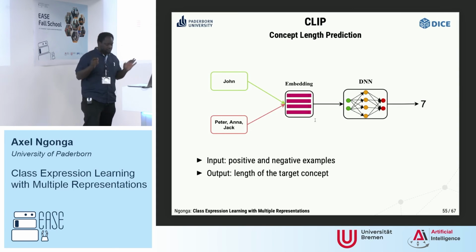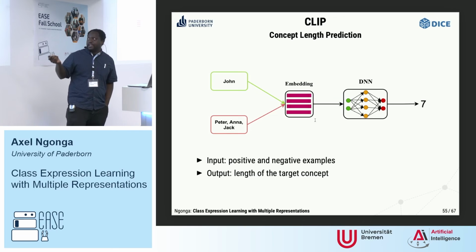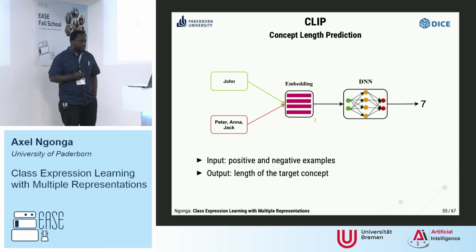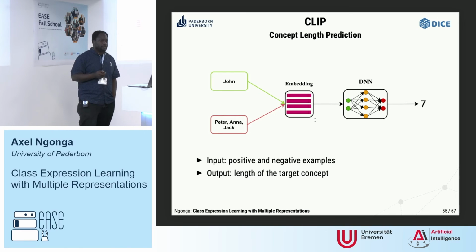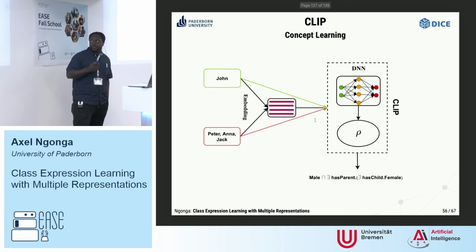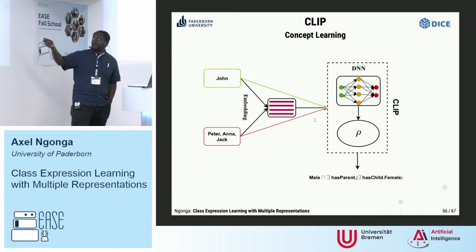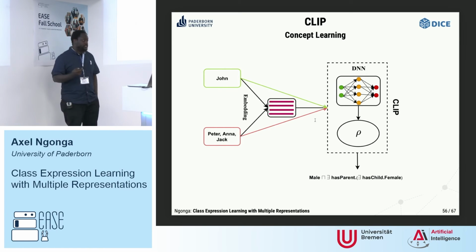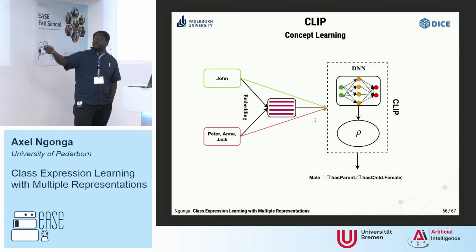And the way it's done is pretty straightforward, really. Again, it's via embedding, so we can embed the positive and negative examples and simply train a deep neural network to return an approximation of the concept length, which is to be expected based on these positive and negative examples. And we can then change the learning problem as follows. We can take our positive and negative examples, embed them, and use our trained DNN to predict the concept length and use that as a pruning mechanism for a refinement operator which is given to us.